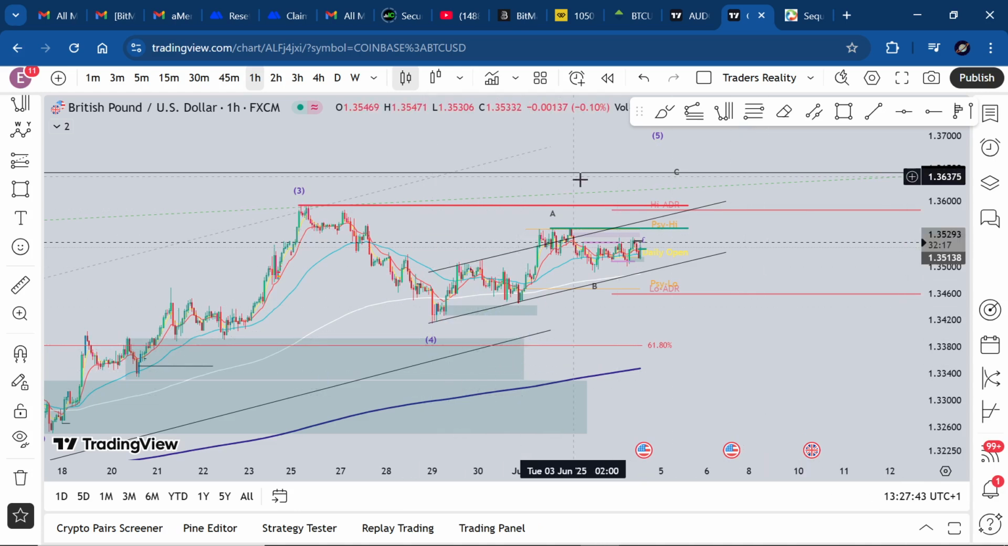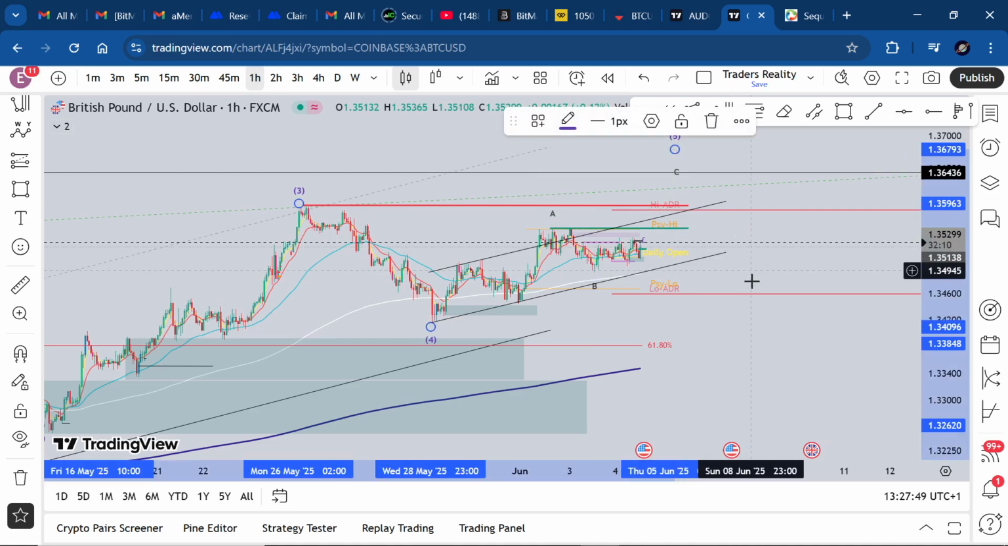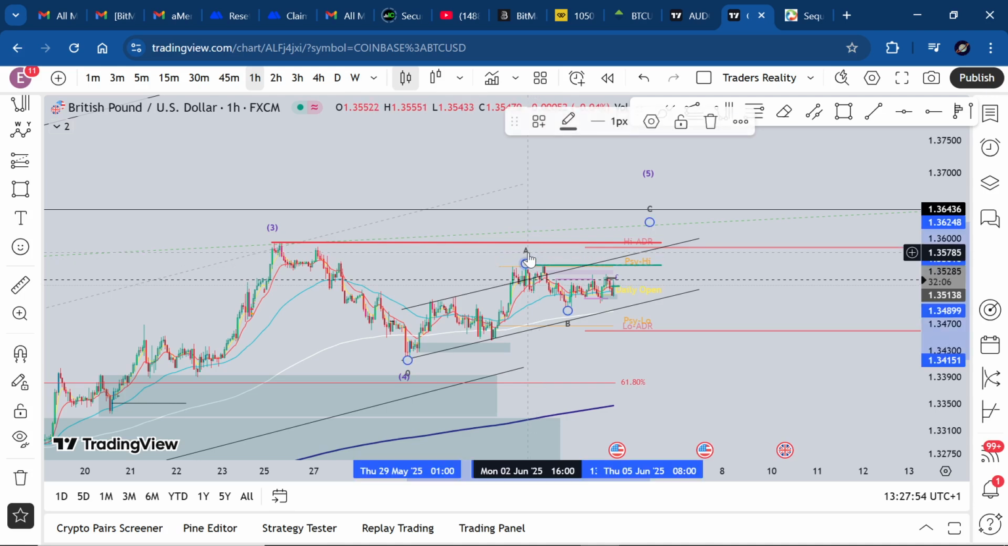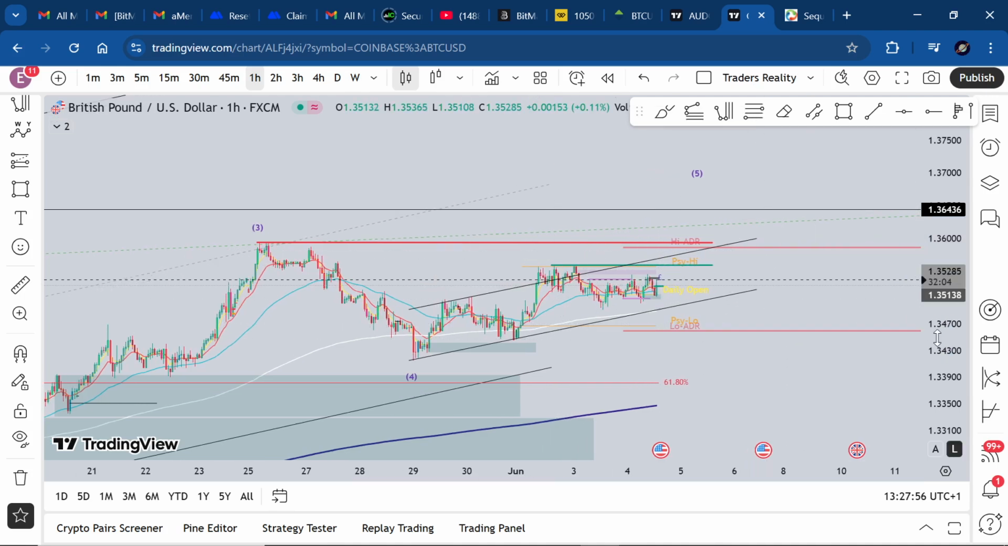We've had a 1-2-1-2, or an A-B, looking for that move to take out these highs. I do believe it's a fifth wave. I will remove these. I do believe it's a fifth wave.